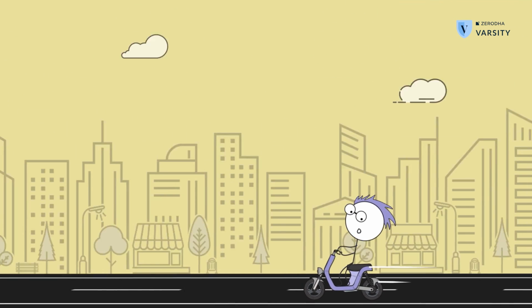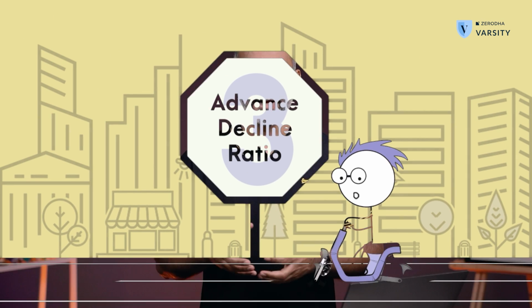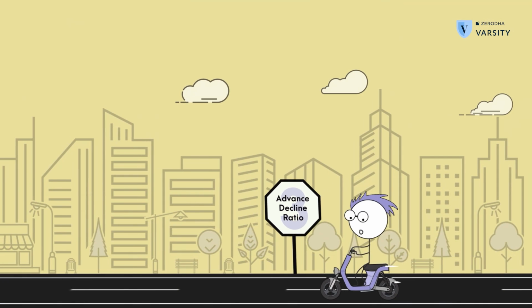When you look at the moving averages, also ensure you look at the advance-decline ratio. Ensure that there is broad-based activity in the market and it's not just the index heavyweights which are moving the index. As of today's close, there are 37 stocks in the index which are moving up and 13 declining. This is a fairly good ratio.